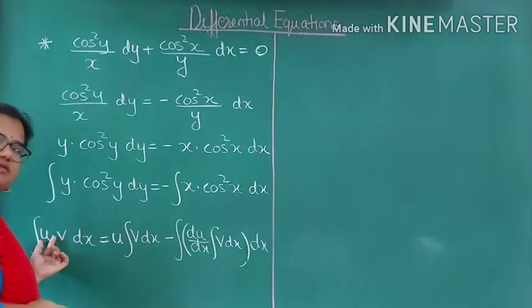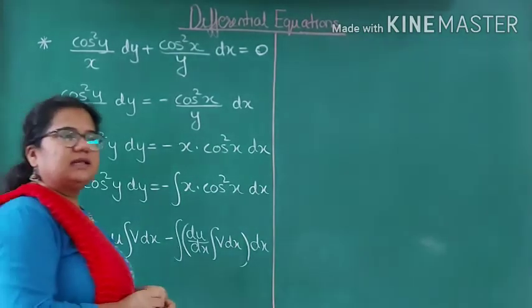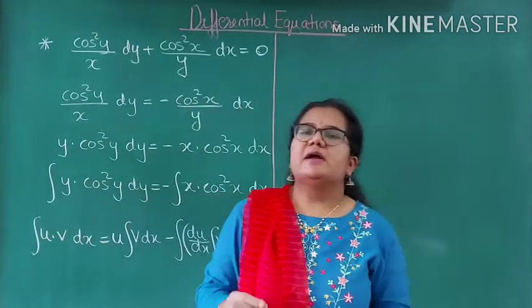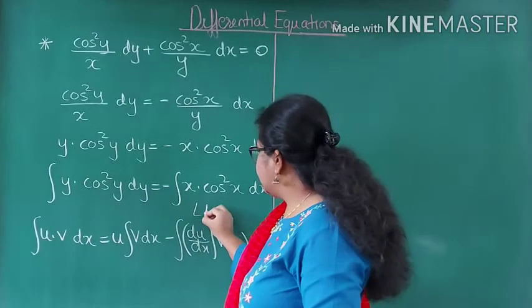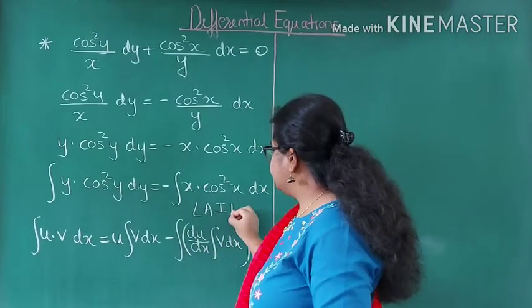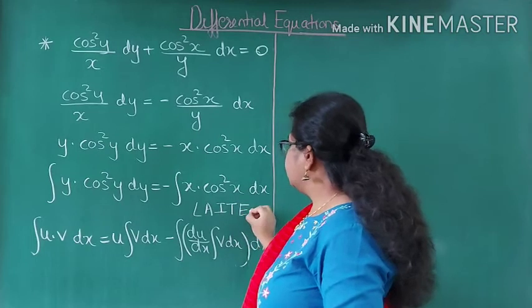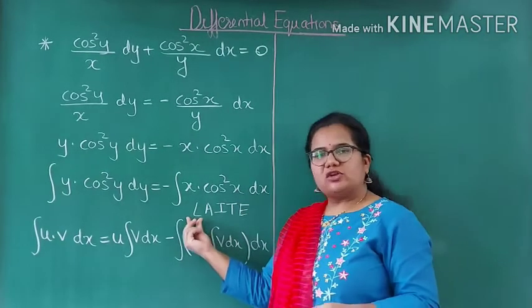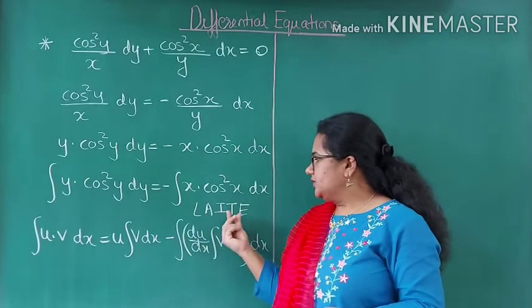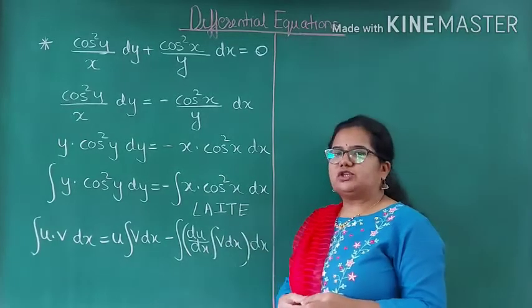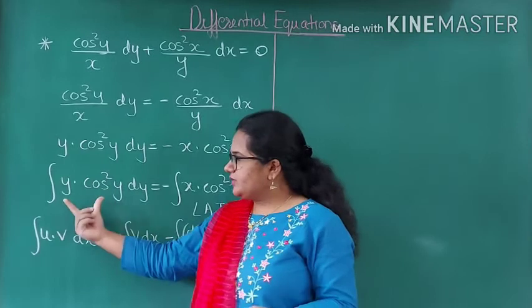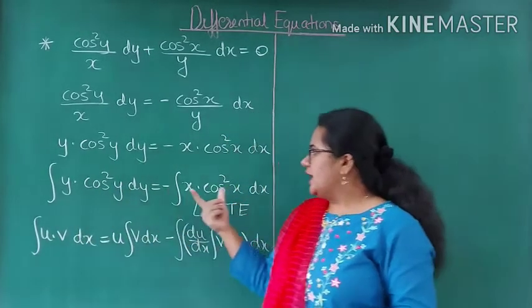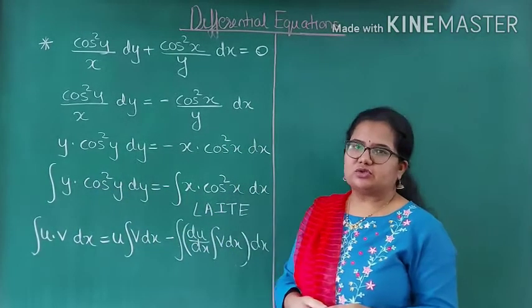And how do you choose the first function? By using the LIATE rule, that is logarithmic, algebraic, inverse, trigonometric and exponential. I think you have studied all this. So accordingly, you have to choose the first function, that is, your function u. So this integration by parts we have to use in LHS also and we have to use in RHS also.